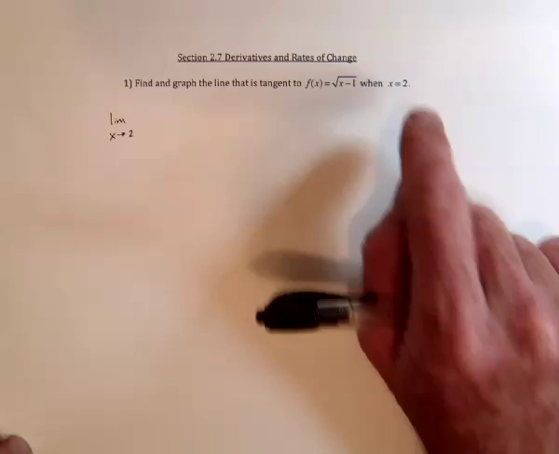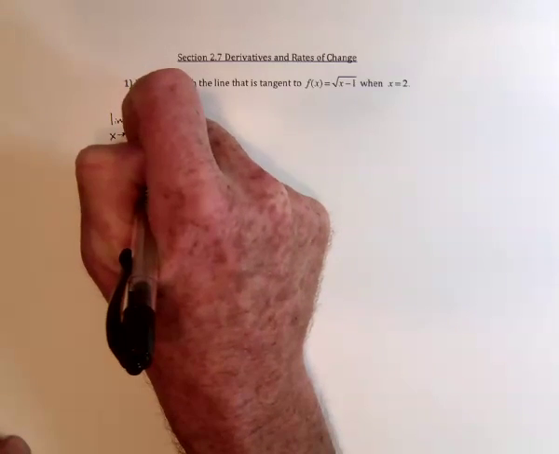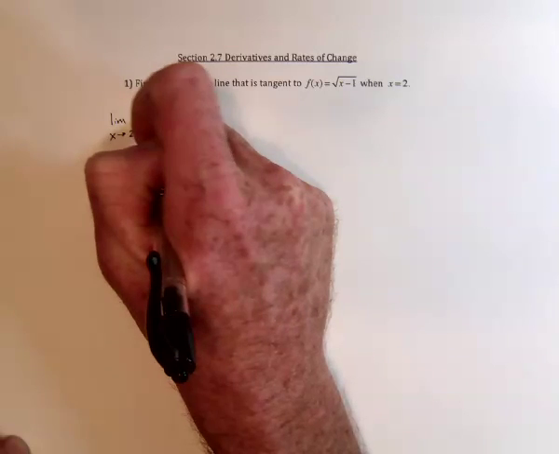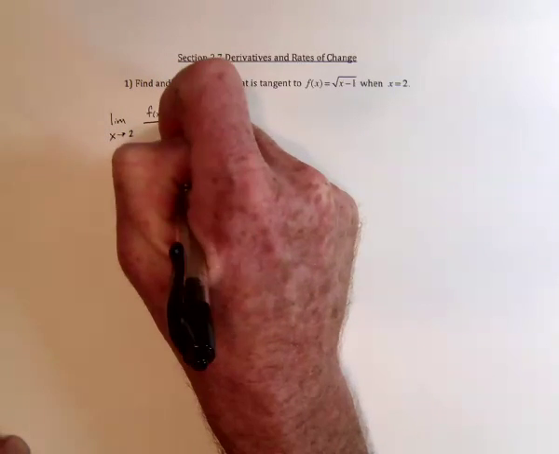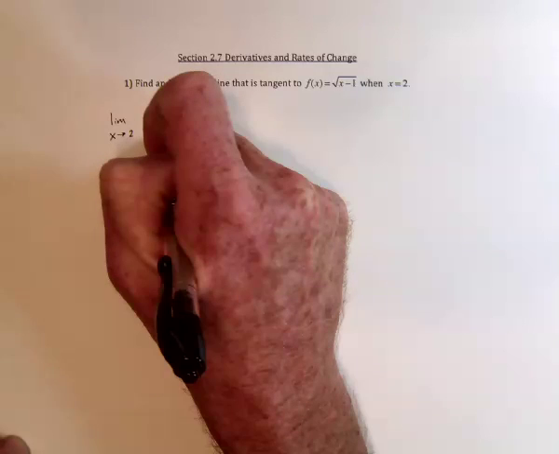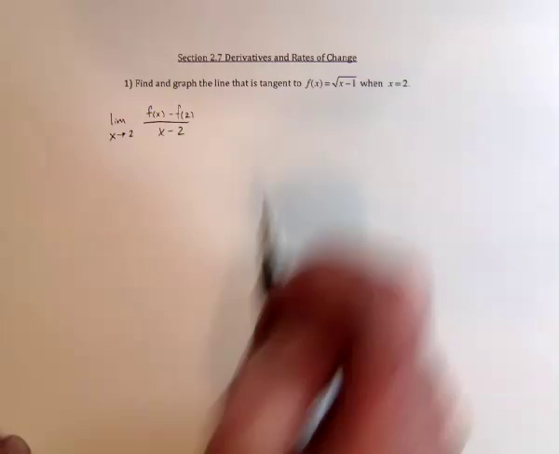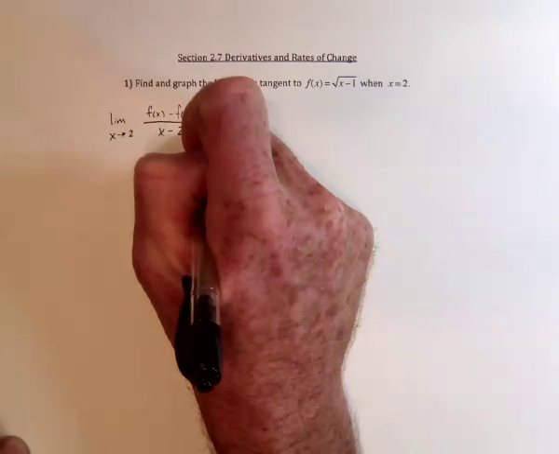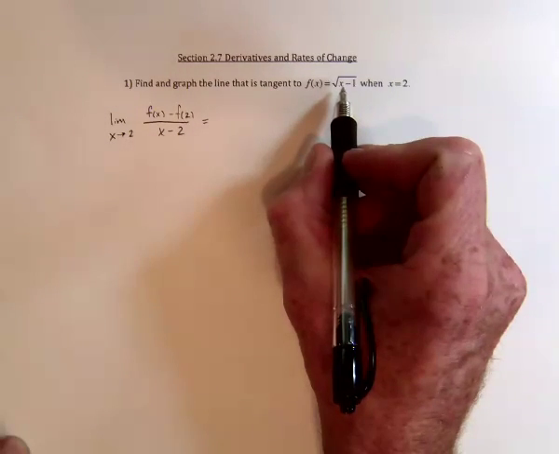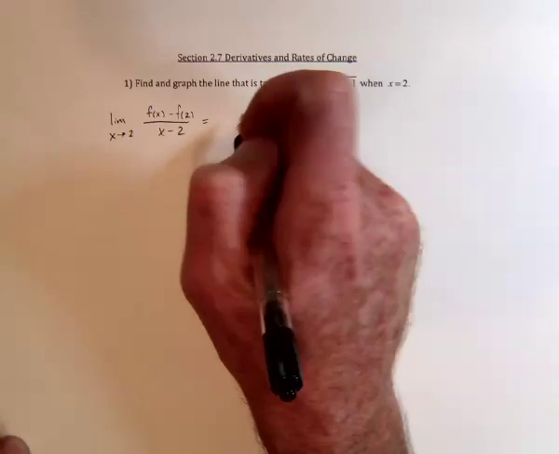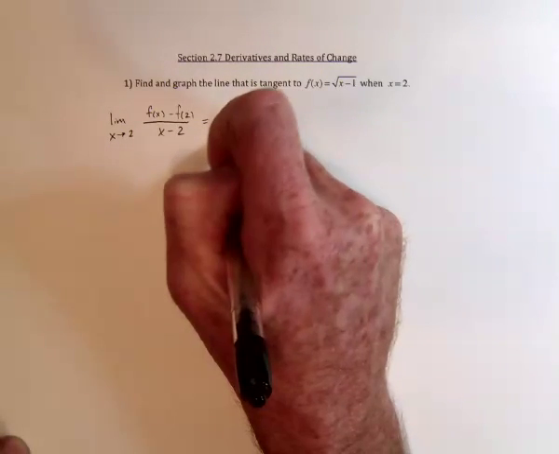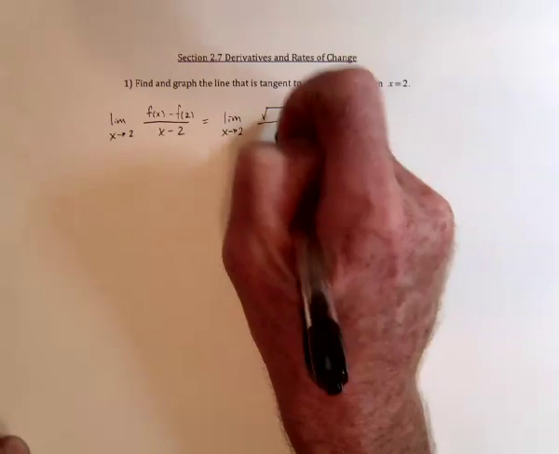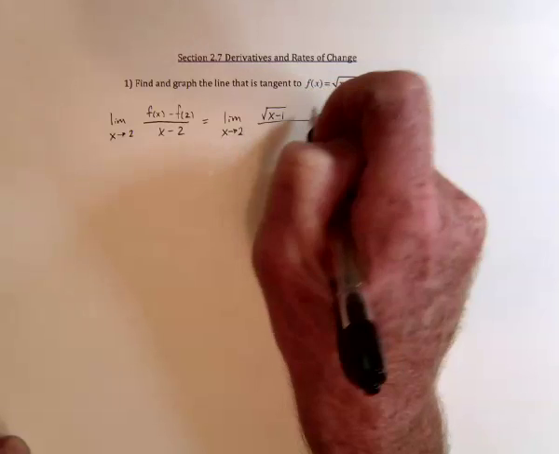the number 2, and then it's basically slope is rise over run, so I need to subtract the two y values and then subtract the two x values, and there's the rise over run. And now I need to actually substitute the function, the square root of x minus 1, in here. So we've got the limit as x approaches 2, and we've got the square root of x minus 1 for the function.